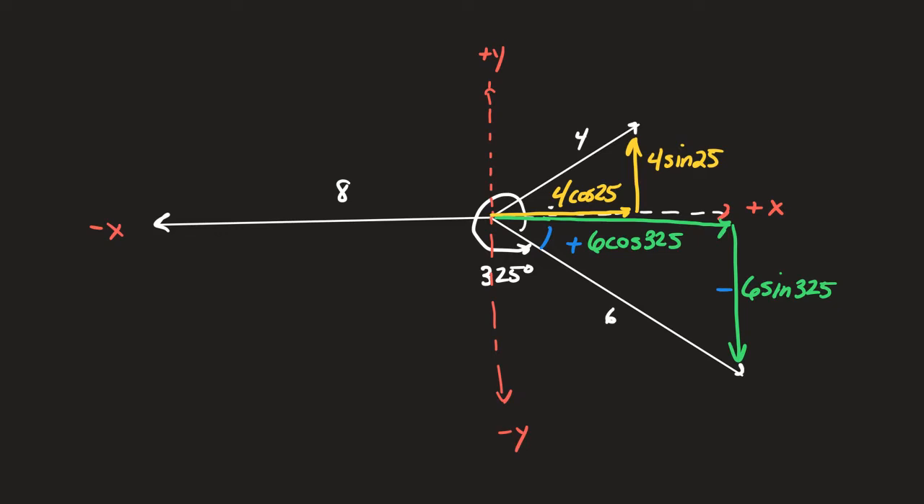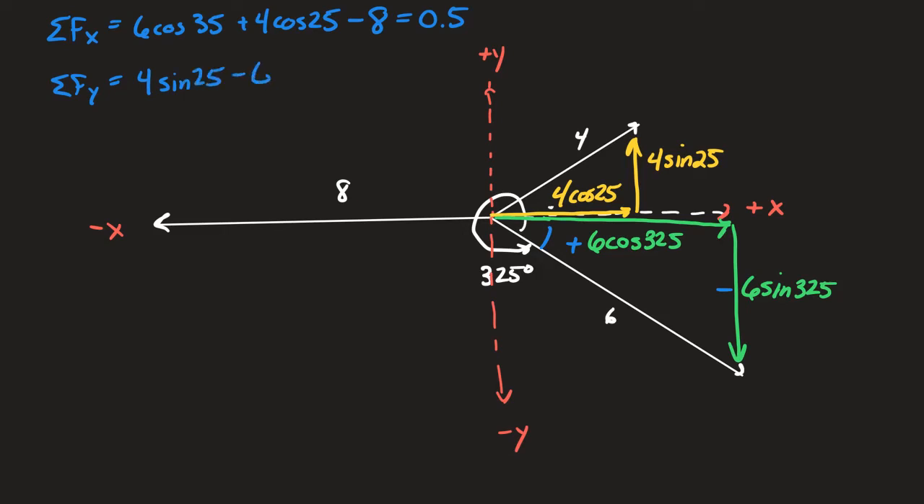So at this moment, I have net force in the x direction is going to be 6 cosine 35 plus 4 cosine 25 minus 8. And I don't know what this equals, but I think somebody yesterday got 0.5 when I was working with them. And the net force in the y direction is going to be 4 sine 25 minus 6 sine 35. And somebody yesterday got negative 1.7. All right, any questions about those two?